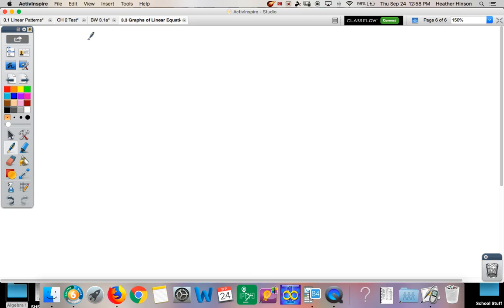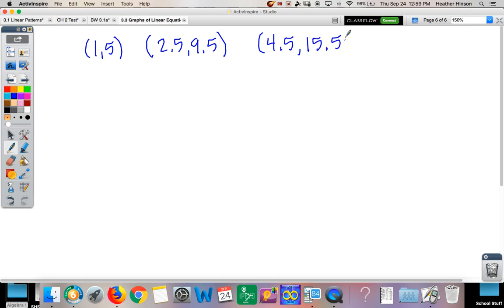So our points were 1, 5, 2.5, 9.5, 4.5, 15.5, and we need to find the slope of each pair. So we have 3 points. I'm just going to label them A, B, and C. And we're going to do every combination we can think of. So I'm going to start with A and B first.